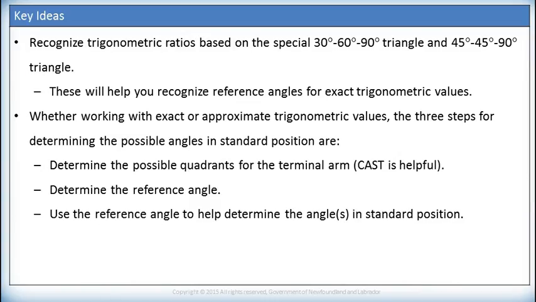To conclude and summarize, be able to recognize the trigonometric ratios based on our special triangles, and they will help you to recognize reference angles for exact trigonometric values. And whether working with exact or approximate trigonometric values, here are the 3 basic steps.